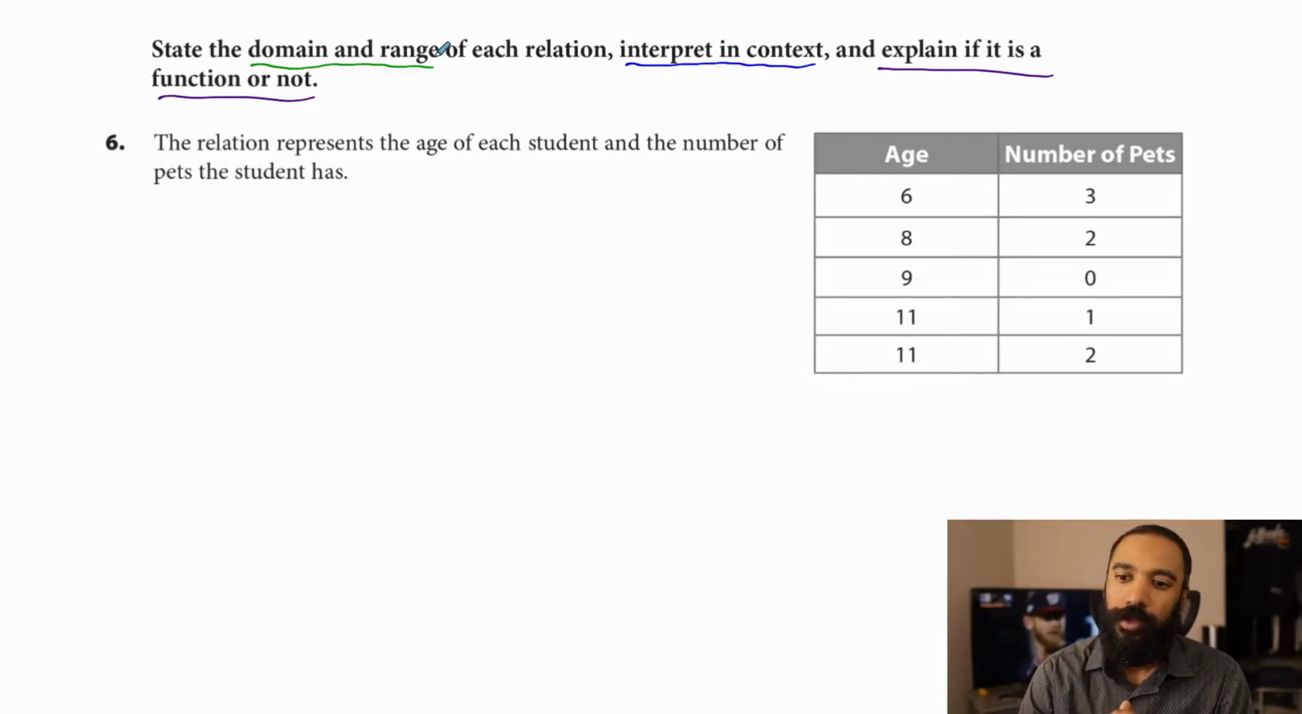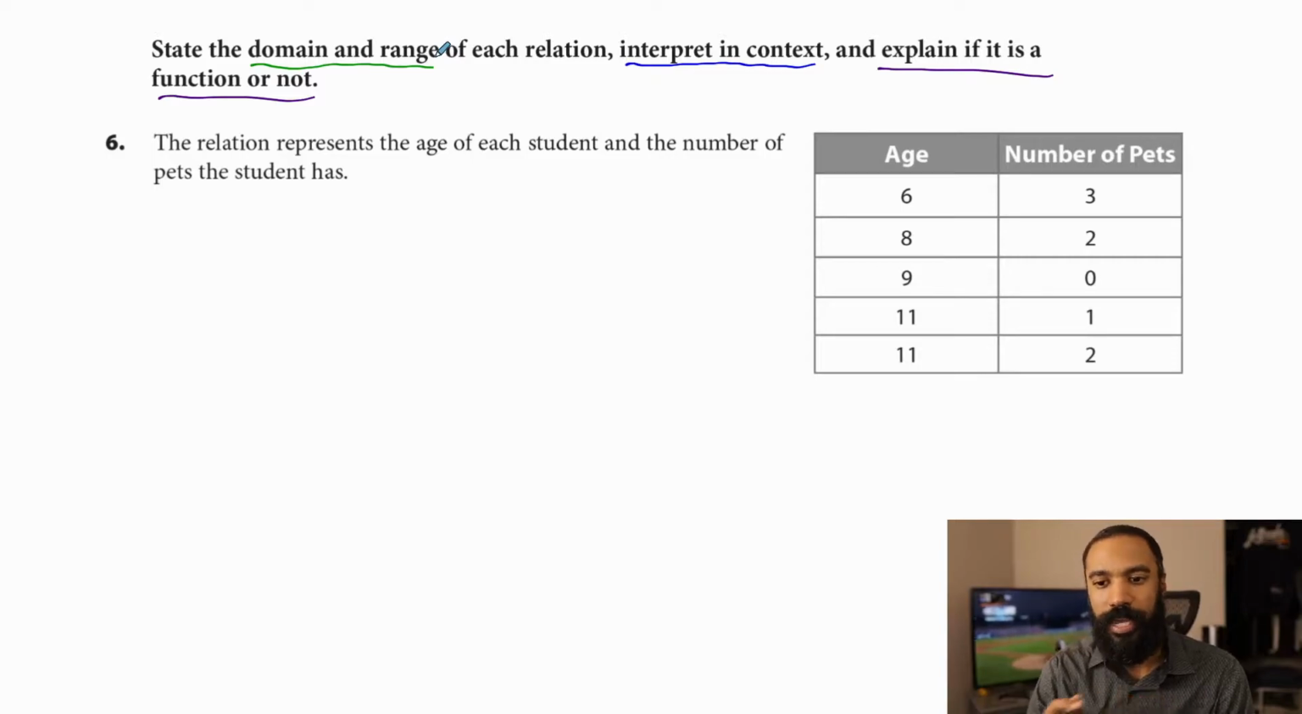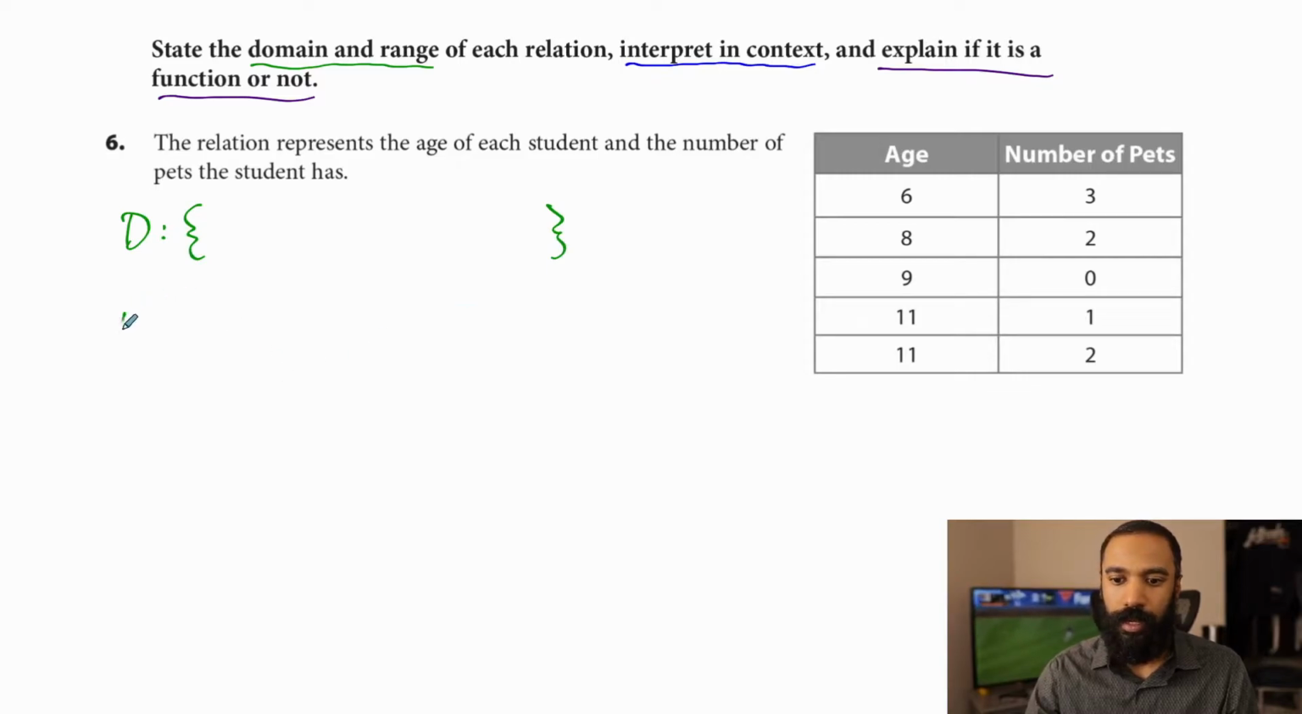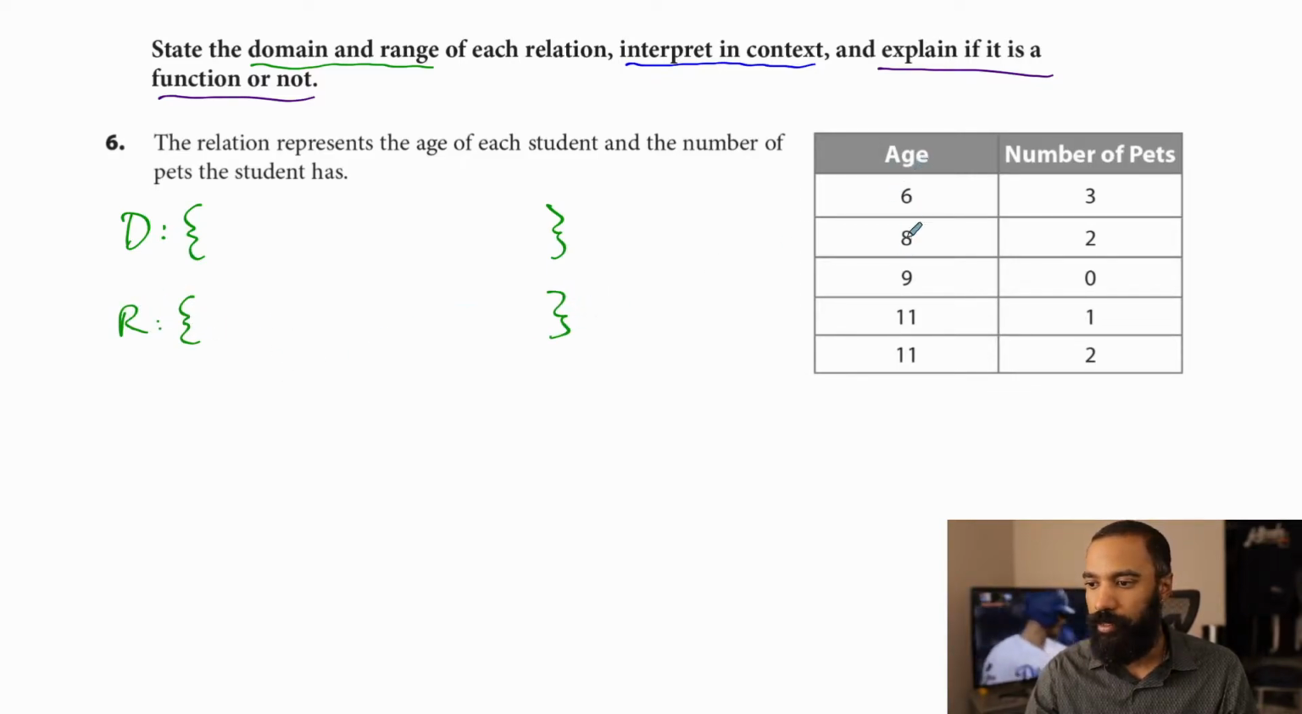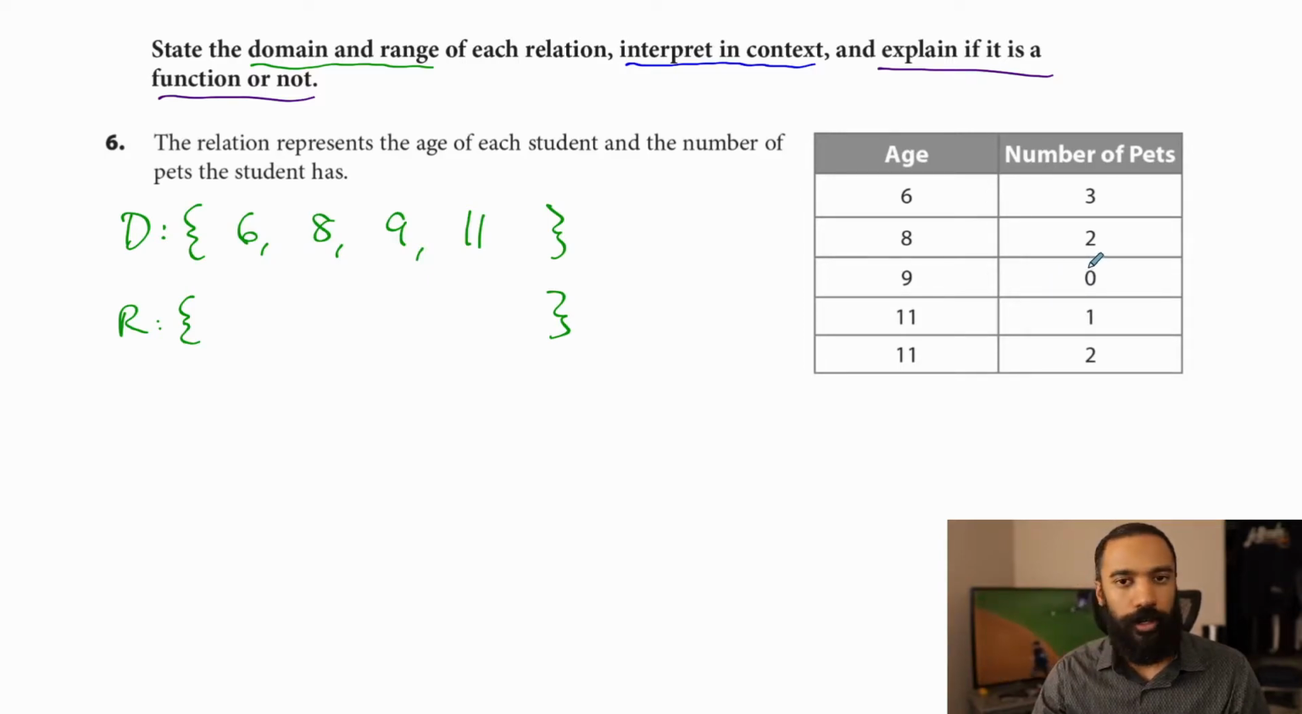Okay. The relation represents the age of each student and the number of pets the student has. Now in green, I'm going to be doing the domain and range. Let's go ahead and write that out. Domain 6, 8, 9, and 11. And range, earliest one first, 0. No negative pets, you can understand. 1, 2, and 3. Okay.